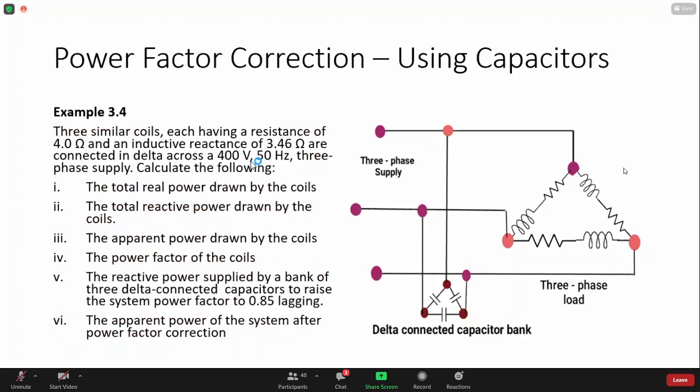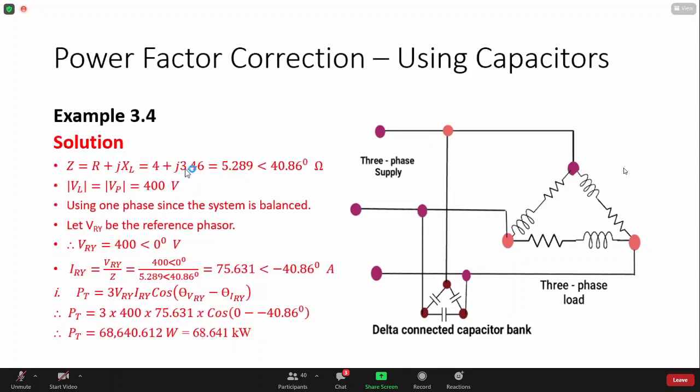And so that was given 4 plus j3.46. So the impedance in each phase is 5.289 at angle 40.86. All right, right away I can tell how to find the power factor, but we'll get into that a little more.